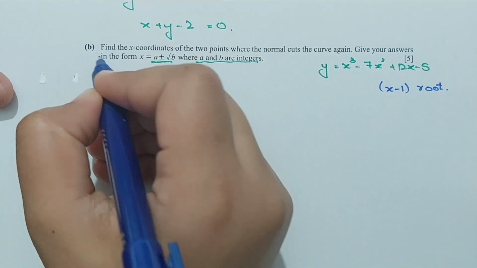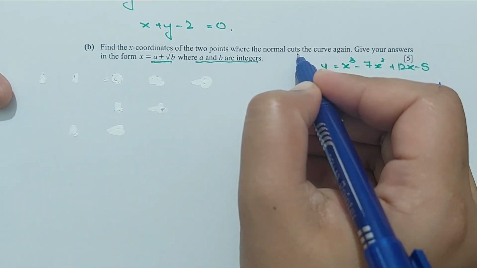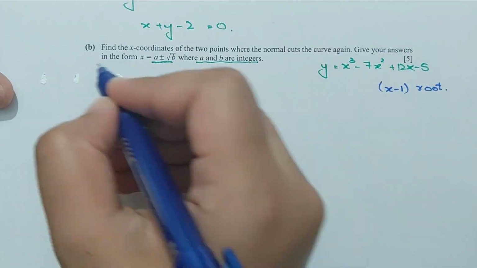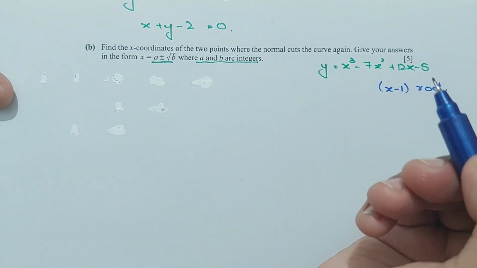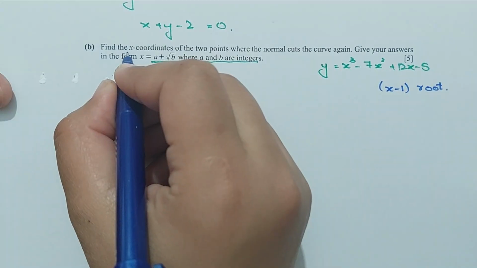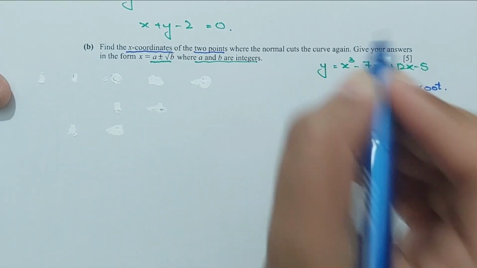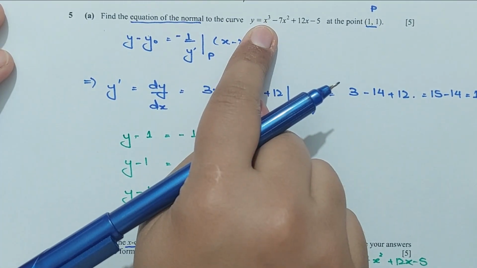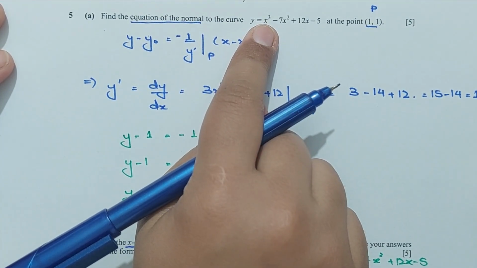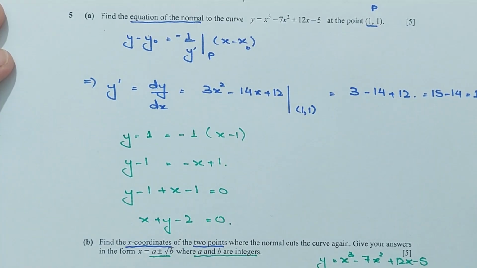Now for part B, find the x coordinates of 2 points where the normal cuts the curve again. Give your answer in the form x equals a plus minus square root of b, where a and b are integers. So we have to find only the x coordinates of 2 points where the normal cuts the curve again. The curve given is a cubic polynomial, so obviously it has 3 roots. The first root, it cuts the curve at the point 1, 1. We have to find the other 2.